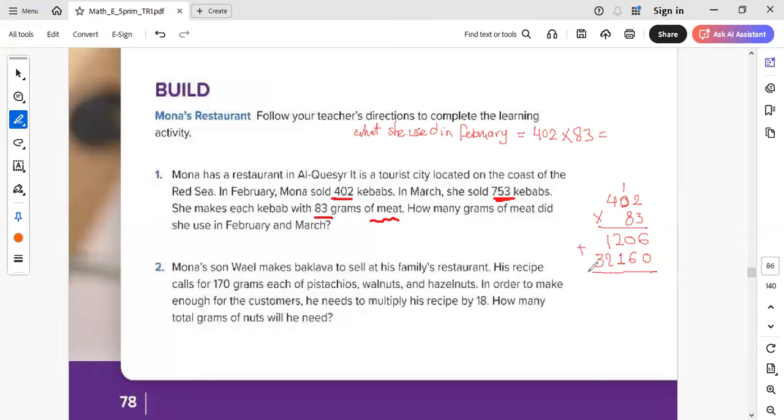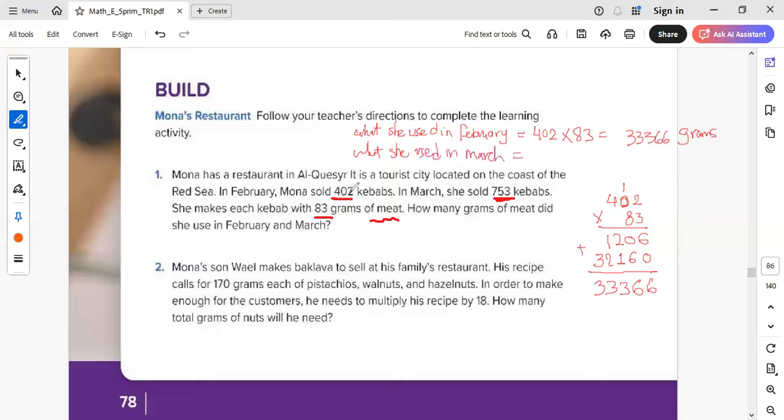So we have to add them now. 6 plus 0 equals 6. 6 plus 0 equals 6. 2 plus 1 equals 3. 2 plus 1 equals 3. And bring down 3. So the amount is 33,366 grams. Okay. Then what she used in March.